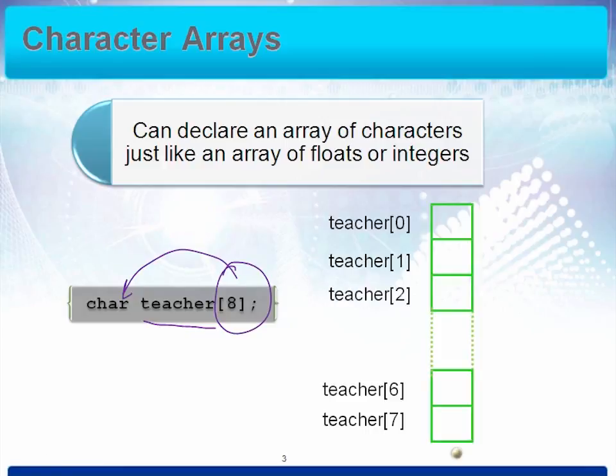Just like every other array, it starts at teacher of 0 and it goes through teacher of 7 because subscripts start at 0 in C. So we would get something like this, an uninitialized character array.